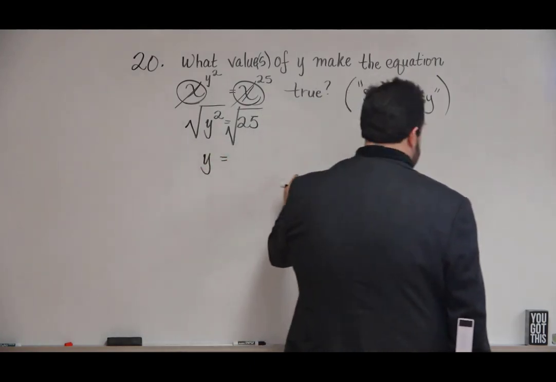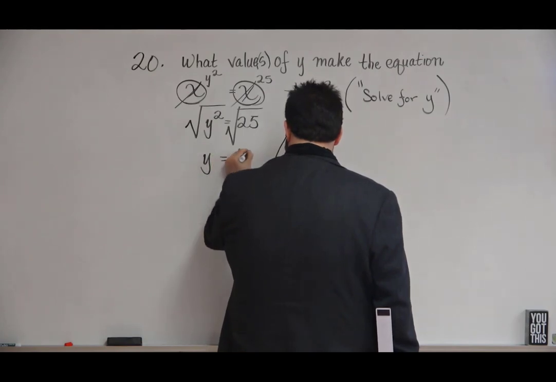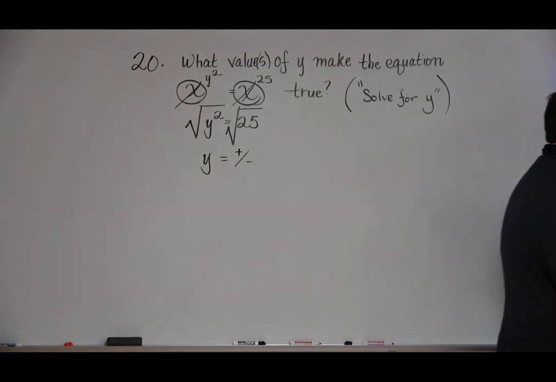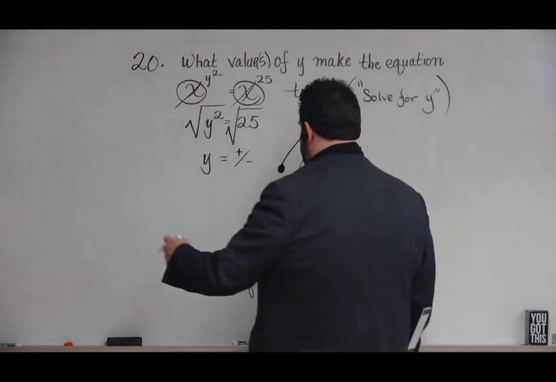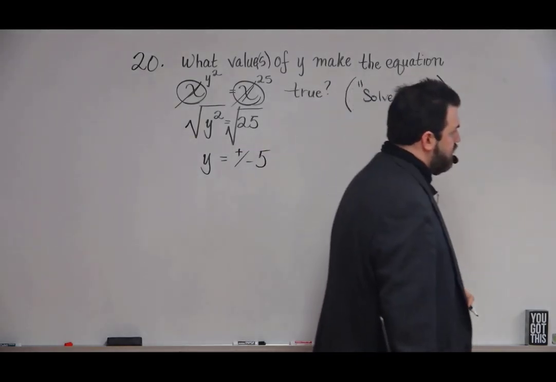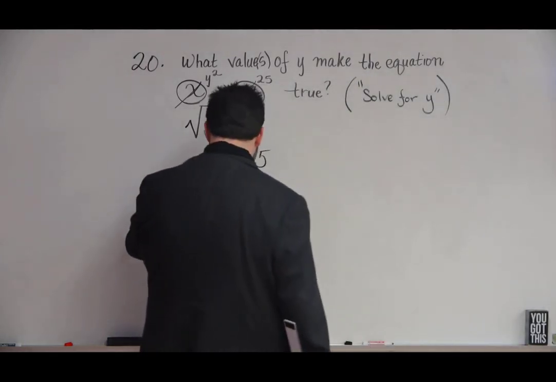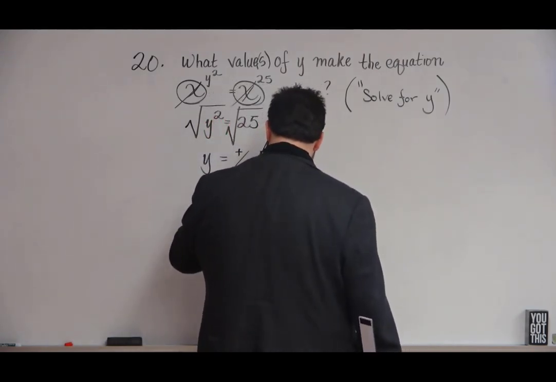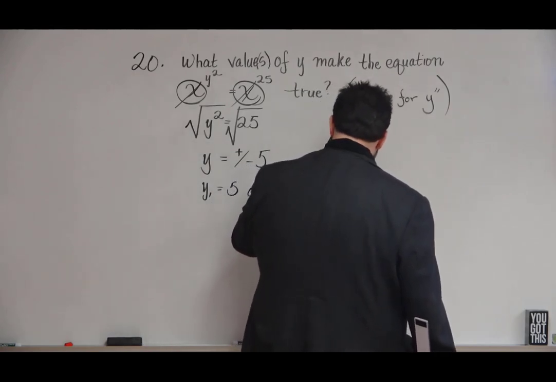And then on the right side, we have to remember that whenever we take the square root of a number, we have to write plus or minus. Now, what is the square root of 25? The square root of 25, the same number multiplied by itself equals 25. That's 5. So the square root of 25 is plus or minus 5. So we actually have two answers. We have y1 equals positive 5, and y2 equals negative 5.